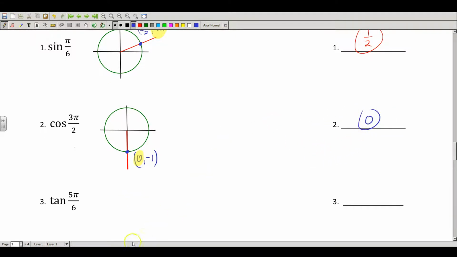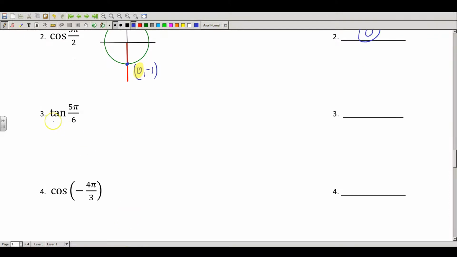Let's talk about the tangent. So looking at this tangent of 5 pi over 6. All right, so tangent 5 pi over 6. We're going to sketch the angle. Where is 5 pi over 6, right? That's going to be over here.